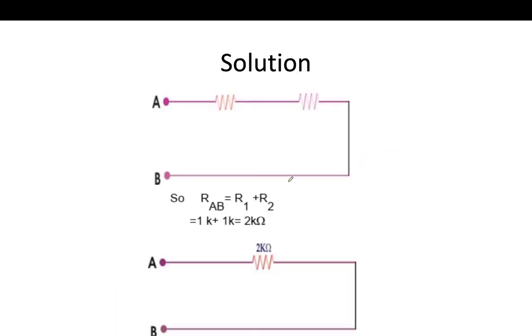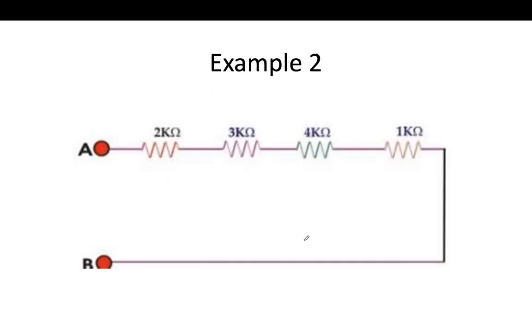Now we solve it, because we already know if the resistors are connected in series, the sum of all the resistors will be equal to the final value. So this is our 1 kilo ohm resistor and this is also our 1 kilo ohm resistor. The combined effect will be 1k plus 1k is equal to 2 kilo ohm. So the combined effect of both resistors is 2 kilo ohm. Let's do one more example.